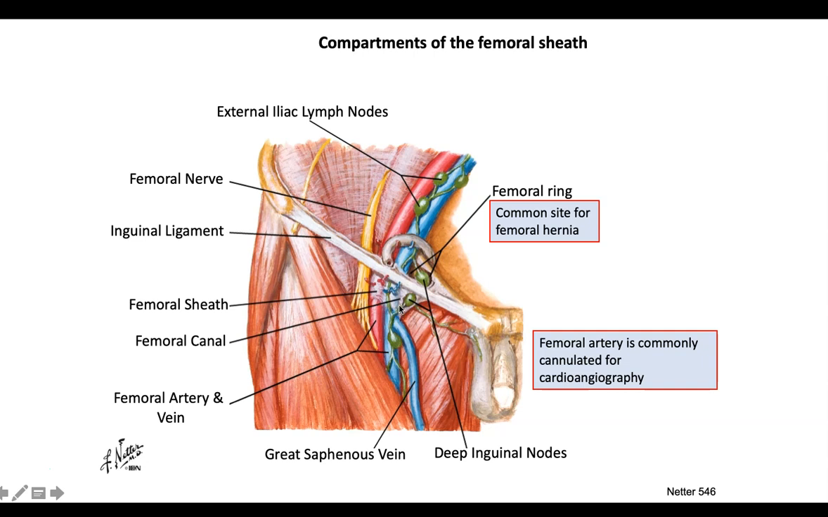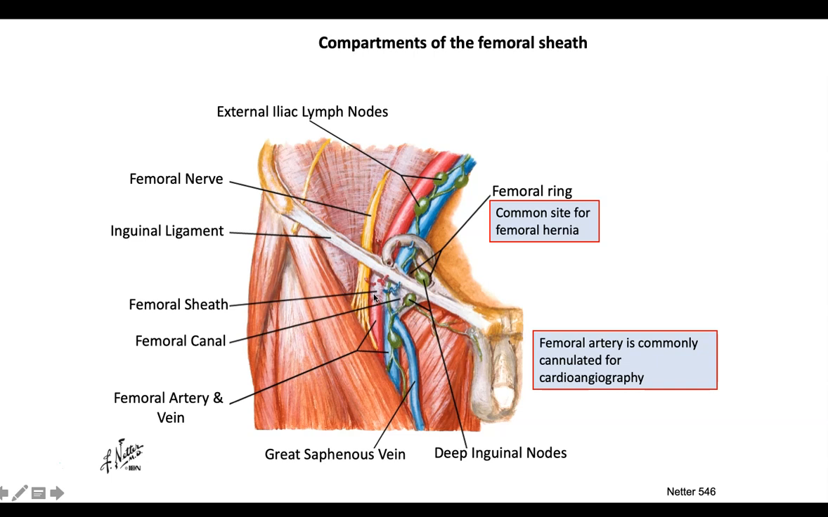And inside the femoral sheath, there are septums which divide the femoral sheath into three compartments. The most lateral compartment contains the femoral artery. The intermediate compartment contains the femoral vein, and the most medial compartment of the femoral sheath is small and conical in shape, and that is called the femoral canal. The femoral canal contains lymph node and lymphatic vessels.